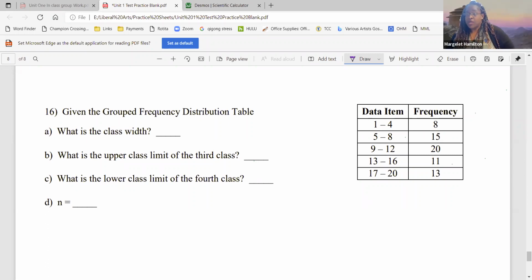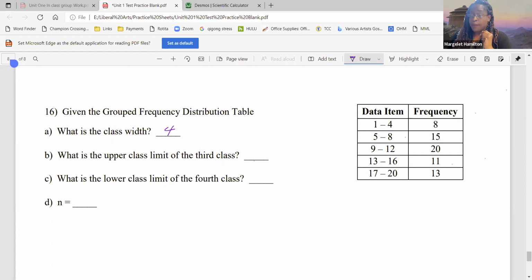Counting is, here's 1 through 4. So 1, 2, 3, 4. So that's 4 things in there. 5 through 8 is 5, 6, 7, 8. That's 4 things in there. 9 through 12 is 9, 10, 11, 12. That's 4 things in there. So my class width is 4. So I'm all good for using my fingers.